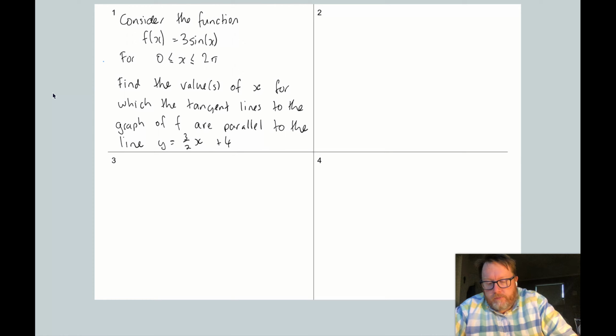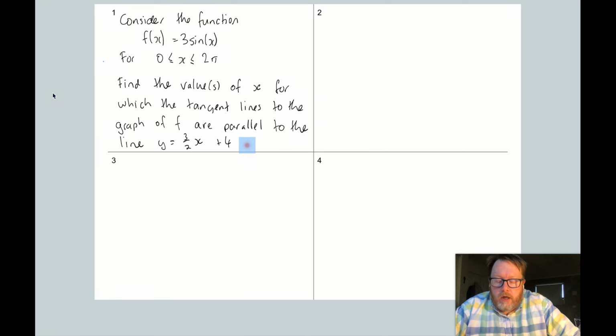Just undo all that. So if you have a look at the problem here on the left, you'll see that it is exactly what we're asked to do. Consider the function f of x equals 3 sine of x, for x between 0 and 2 pi. So just that one cycle. It says here, find the values of x for which the tangent lines to the graph of f are parallel to the line y equals 3 halves x plus 4.